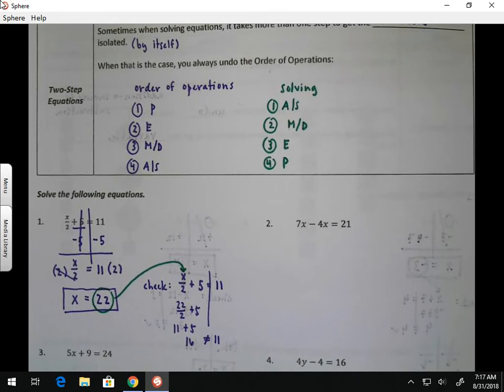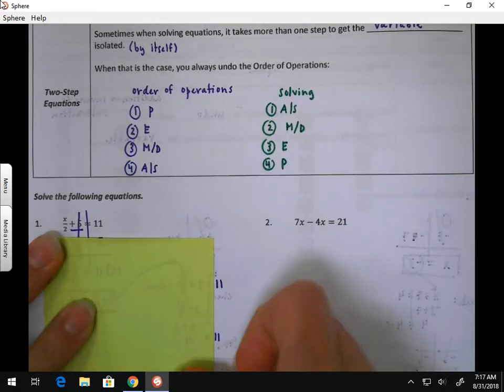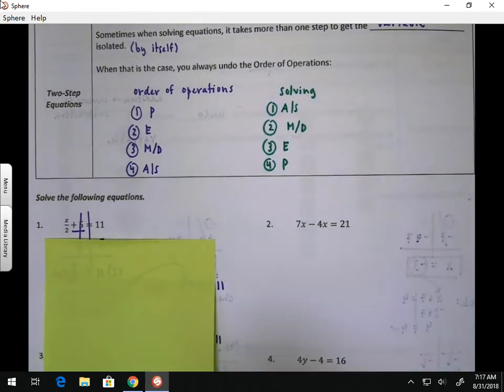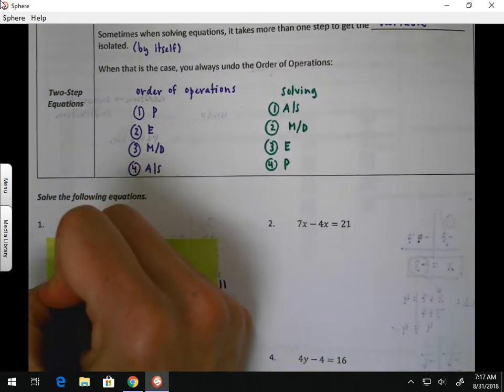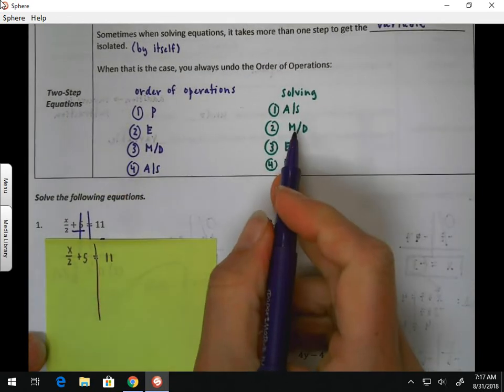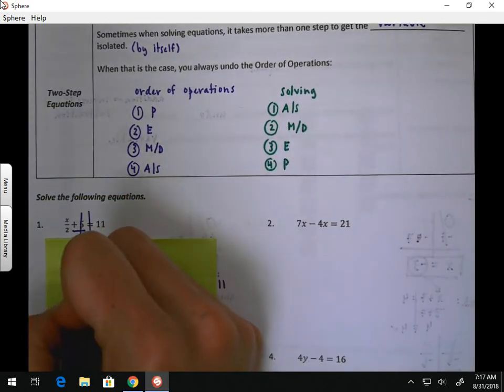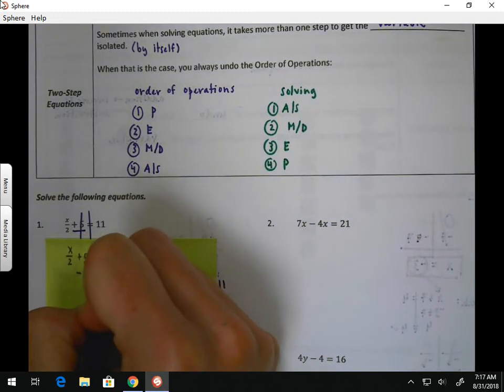So I'm going to go back. I'm going to use a Post-it note here. You can kind of scratch off and put to the side. I'm going to go back and see what I did wrong. So my original equation was x over 2 plus 5 is equal to 11. So I'm still looking at my steps. I should undo addition or subtraction first. So I'm going to subtract 5 on both sides.